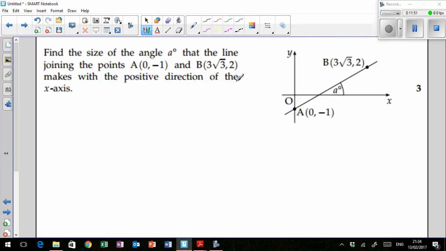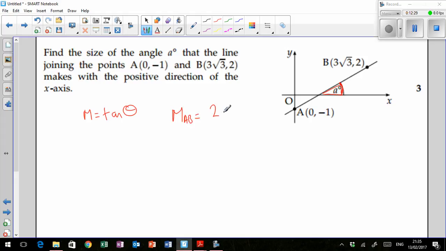So next one here, we're looking at finding the size of angle A that the line joining the points A and B makes with the positive direction of the x-axis. Okay, so again, we've got this positive direction of the x-axis popping in. As soon as we see that, the one big area, that angle with the positive side of the x-axis, is when you're using m equals tan theta. That means if you know the angle, you can calculate the gradient, but it also means if you know the gradient, you can calculate the angle. And here, because we have the two coordinates, we can calculate that gradient. So we're going to do that.